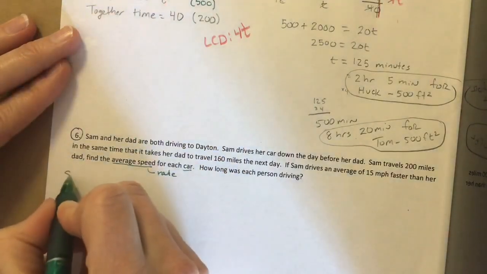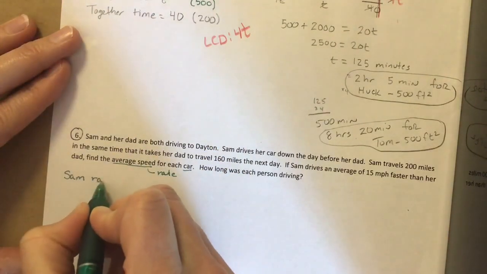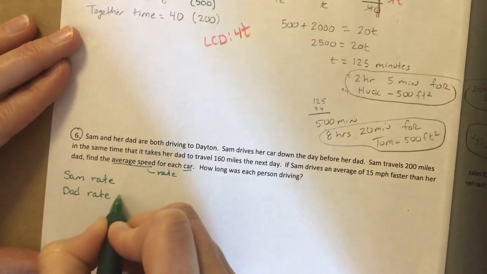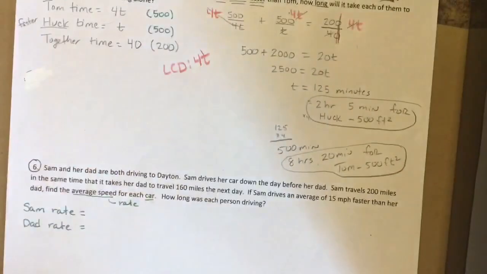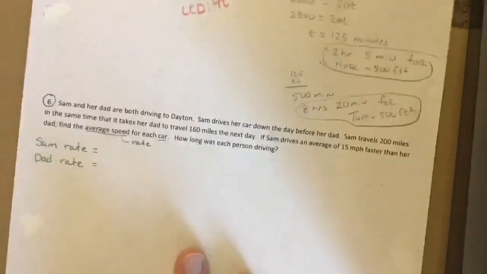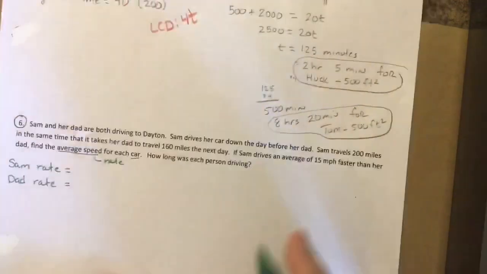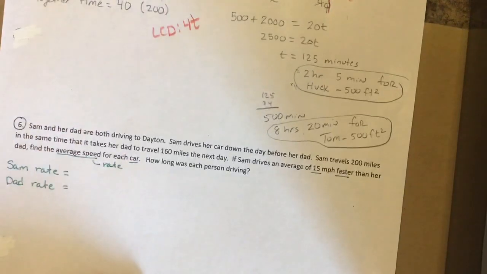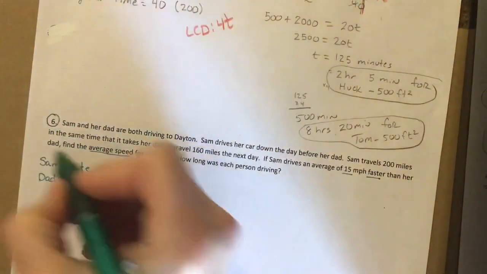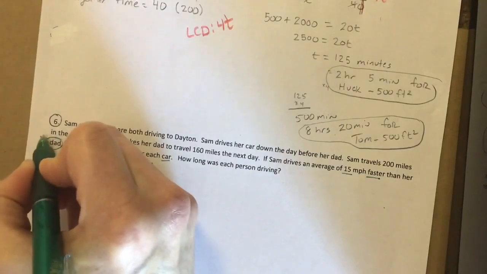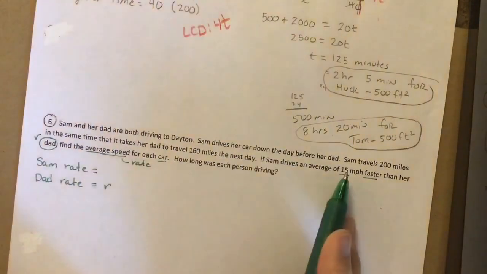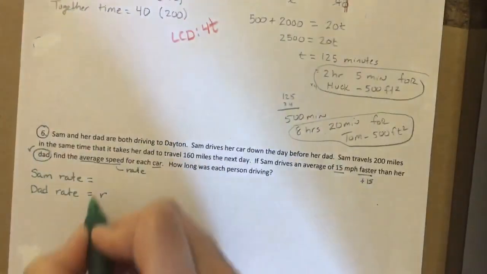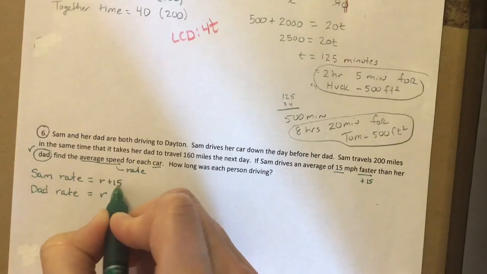Okay. So we have Sam and Dad's rate. Now, are they going the same rate? Read it all. No, Sam drives 15 faster than Dad. Okay, so who's going to be the rate? The rate will be Dad. R. And what's 15 faster? That is adding 15, right? So R plus 15.